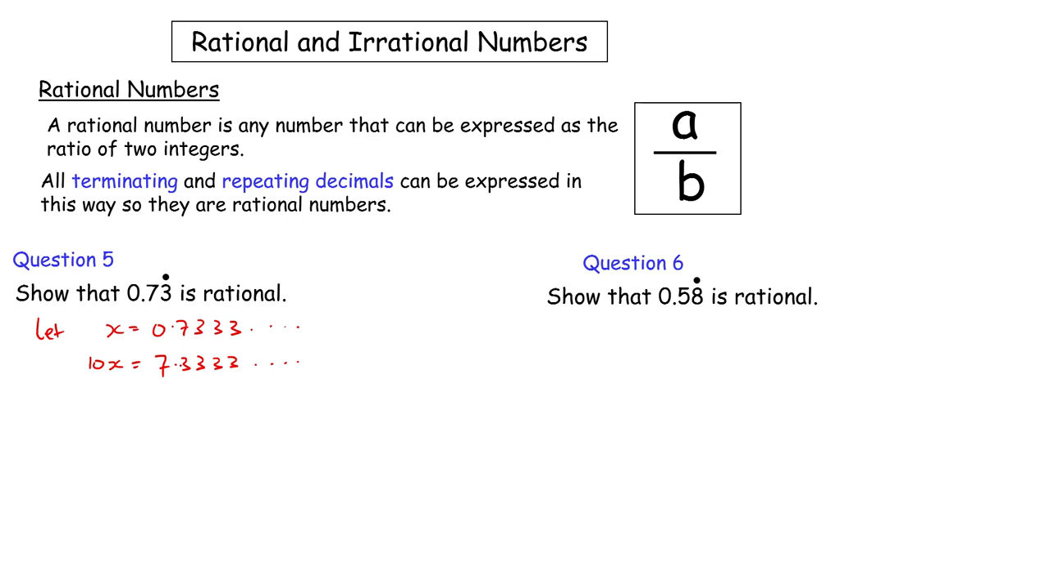So what I need to do in this case is multiply it by 100, I get 100x is equal to 73.3333 recurring. So now this is my equation 1, this is my equation 2. Both of them have got the 3 recurring after the decimal place. So if I subtract 1 from 2, I get rid of my decimals. So that's exactly what I'm going to do. Subtract equation 1 from 2.